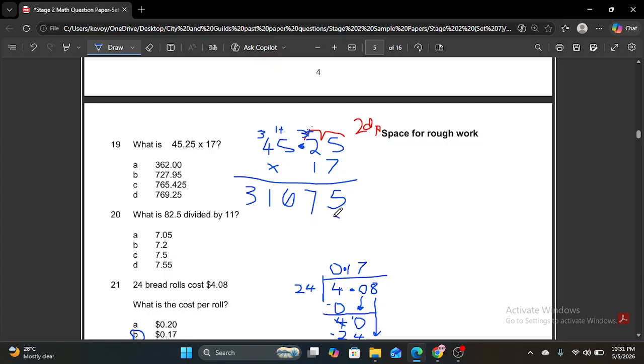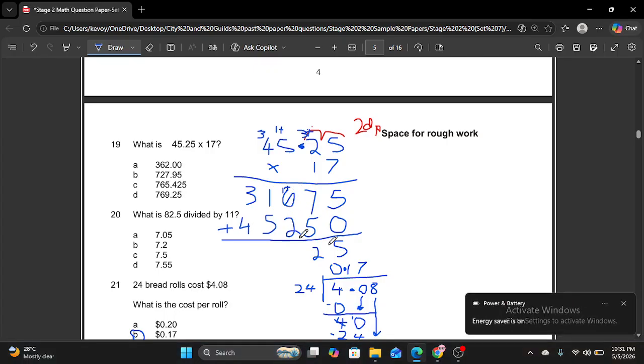And then we move on to the 1. So put the placeholder first before multiplying by 1. Put the placeholder 0. So 1 times 5, that's 5. 1 times 2 is 2. 1 times 5 is 5. 1 times 4 is 4. And then we add these together. 0 plus 5 is 5. 5 plus 7 is 12. Add the 1. Add the ones. 1 plus 6 is 7.